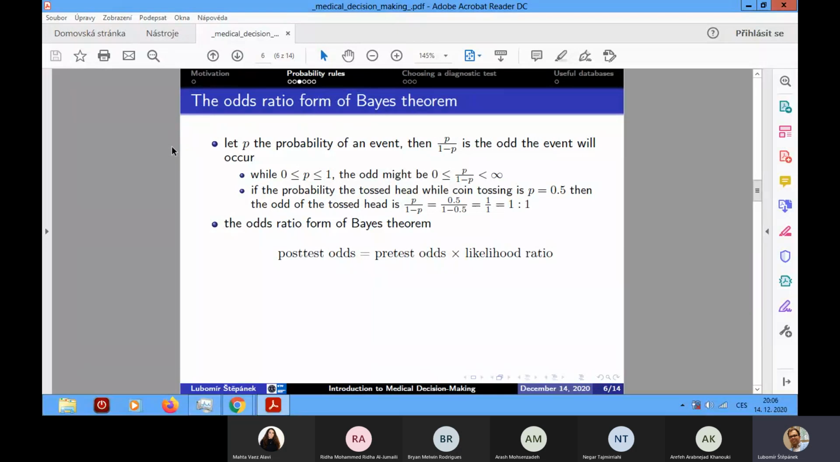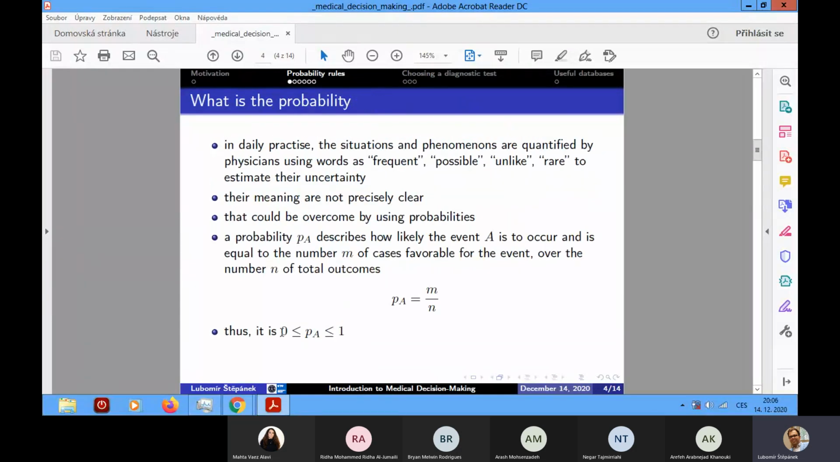So what does it mean? What is Bayes' theorem, and what is the odds ratio form of Bayes' theorem? Considering that the symbol P stands for the probability of an event, and the event could be, for example, a disease or diagnosis, then the fraction P over 1 minus P is the odds that the event will occur. One thing is the probability, which is defined like this and lies in the range from 0 to 1 inclusively.